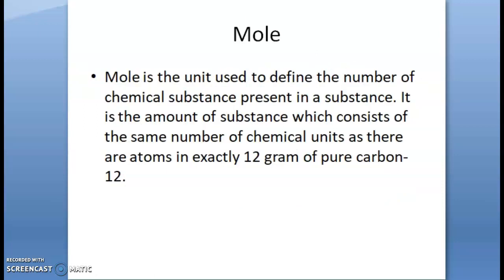Now you may be asked what exactly is a mole. While we were doing physical chemistry or analytical chemistry, we are used to this term during lots of calculations which we come across in chemistry. So mole is nothing but the unit which we use to define the number of chemical units present in a substance. It is the amount of a substance which consists of the same number of chemical units as there are atoms in exactly 12 gram of pure carbon.